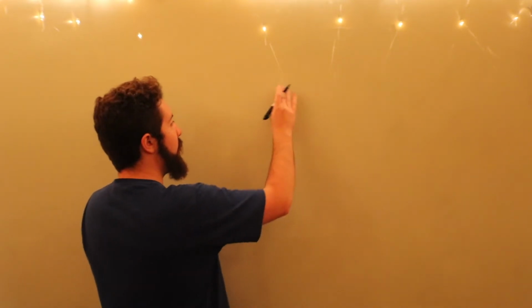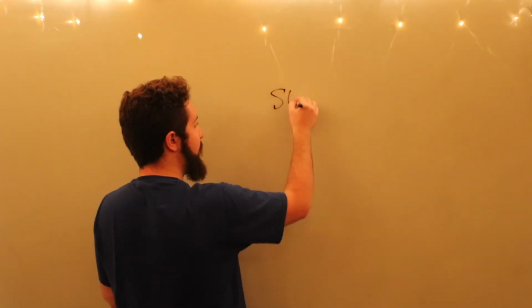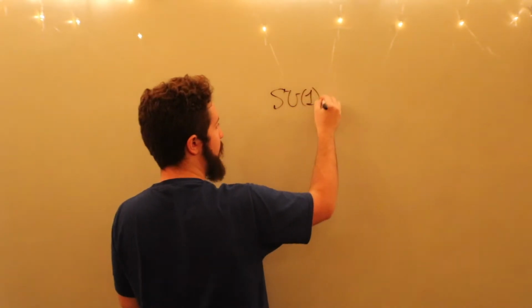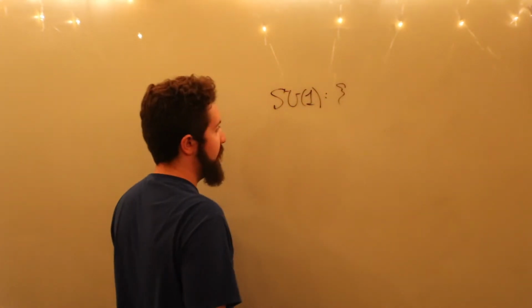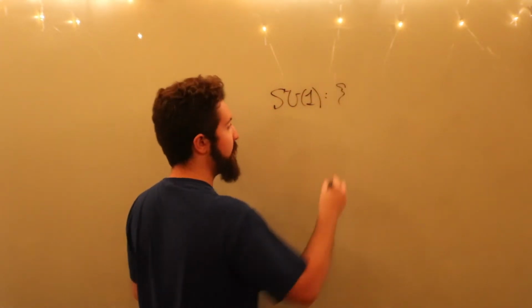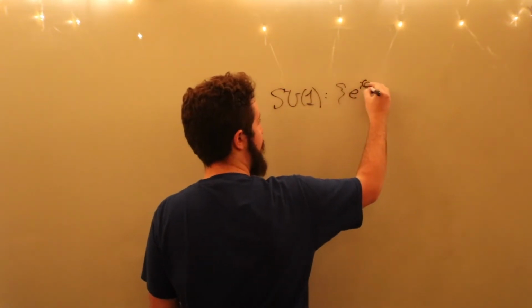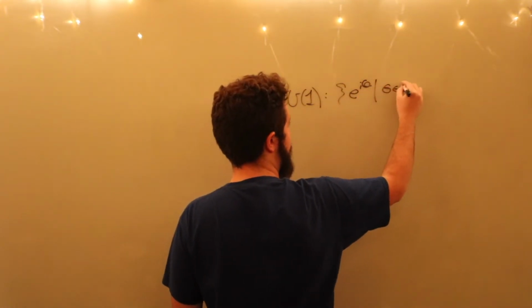All right, for our first example of a direct product group, I'd actually like to introduce a new group to you. So I'm going to define SU(1) as the set of all elements e to the i theta such that theta is in the real numbers.